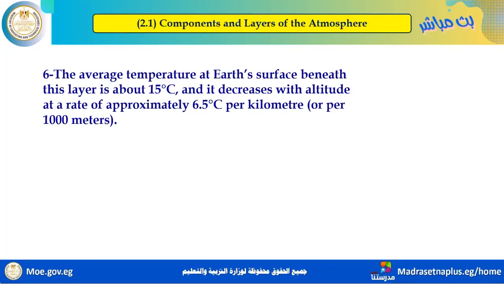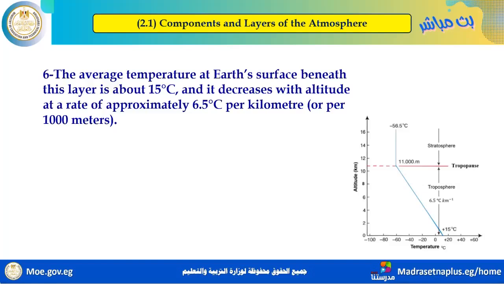As we go up, temperature decreases with altitude at a rate of approximately 6.5 degrees for every kilometer. A kilometer equals 1,000 meters. So each kilometer equals a 6.5 decrease in the temperature. This is also a graph for the relation between temperature and altitude. As we go up, the temperature decreases, okay?